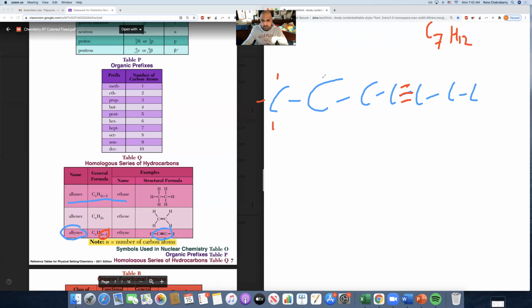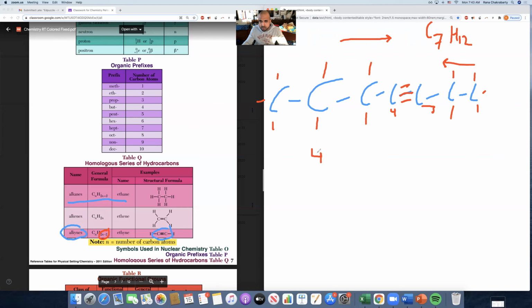1, 2, 3, 4, 5, 6, 7. This one has 1 on the left, this one's good, and 3 on the right. This one has 2 on the left, 1 on the right, so that one's good. All right, so 1, 2, 3, 4, 5, 6, 7, 8, 9, 10, 11, 12. So this is accurate, C7H12. But what's the name of this? Is it 4-heptyne, because on the 4th carbon here, or is it 3-heptyne? So I'm going this direction, it's 4-heptyne.